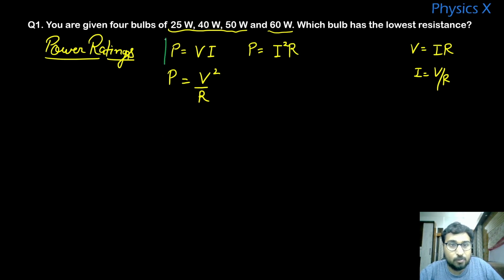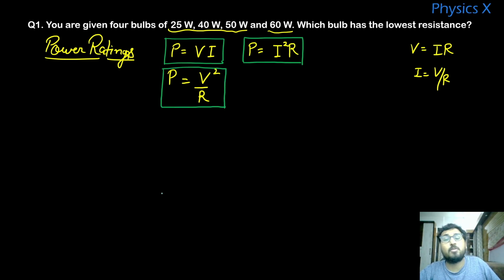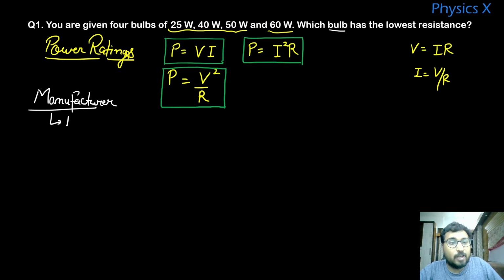Now you have these three different formulas. The first formula is power equals voltage times current. The second formula is power is I square R. And the third formula for power you can write is V square by R. So these three are the formulas of power available to you. Now, while a manufacturer is designing a bulb, what parameter should he keep in mind?